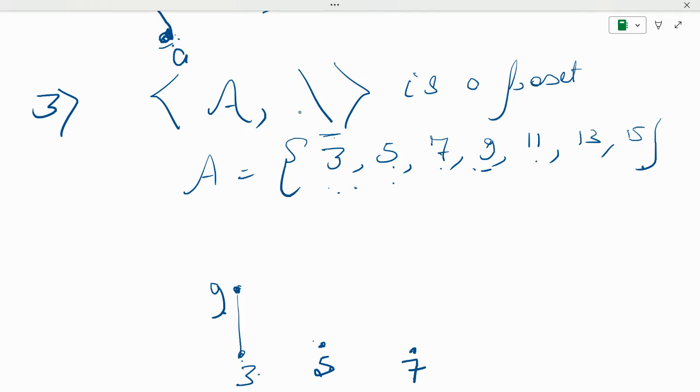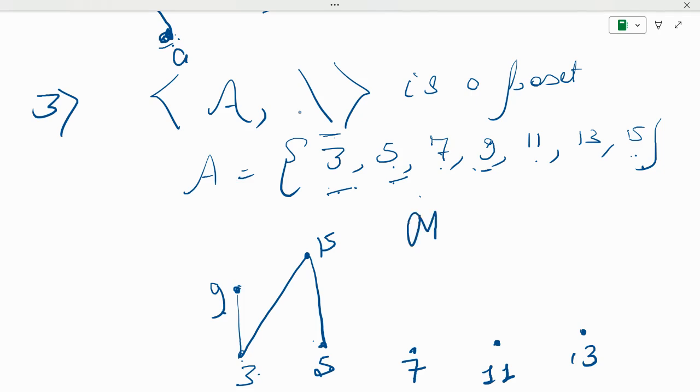Okay, now we have 11. So we have nothing in 3, 5, 7, 9 dividing 11. Then we have 13. So it will be also like this. And for 15, so 3 and 5 divide 15. So we will construct it like this. And okay, so this is our diagram.